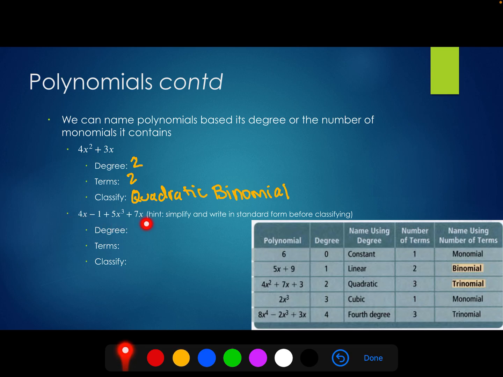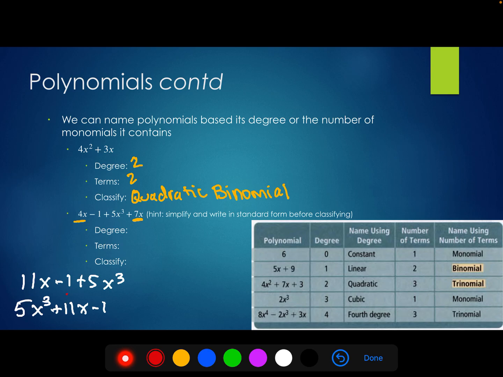So for this polynomial here, we want to follow this hint. We want to simplify it first and then write in standard form. So if we simplified this, right, we can do that by combining like terms. That would now become, well, we can combine this 4x and this 7x, and that would give us 11x minus 1 plus 5x cubed. And now we just want to finish off writing that in standard form. So we want to write it in order of degrees from left to right. So this would be 5x cubed plus 11x minus 1.